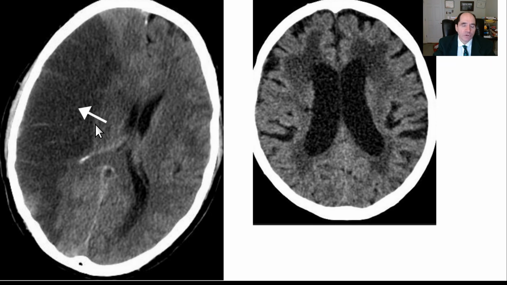Okay, here's a large old stroke in the right middle cerebral artery territory. So this patient is going to have weakness on the other side of the body because the fibers of the corticospinal tract cross over in the medulla, and thus the neurologic deficit will be weakness of the left side of the body, even though the stroke was on the right side.